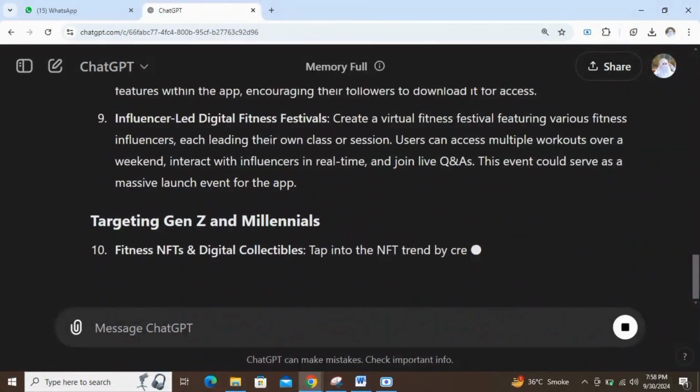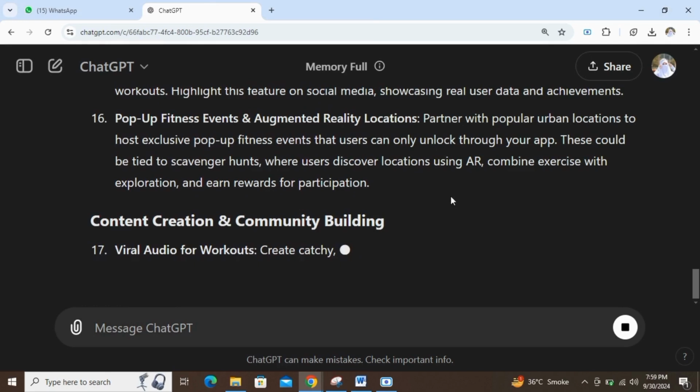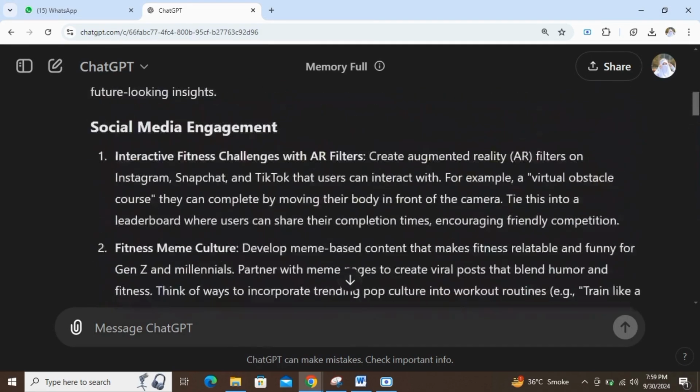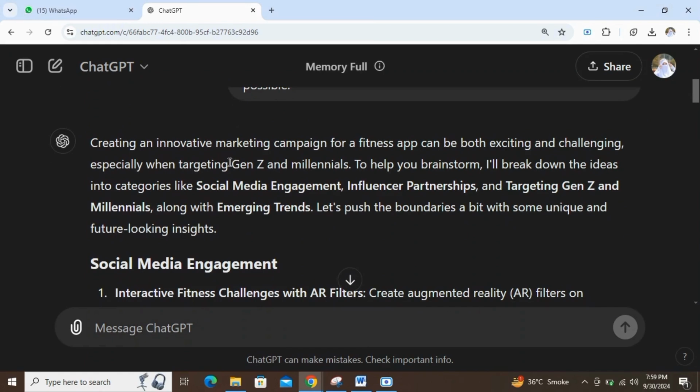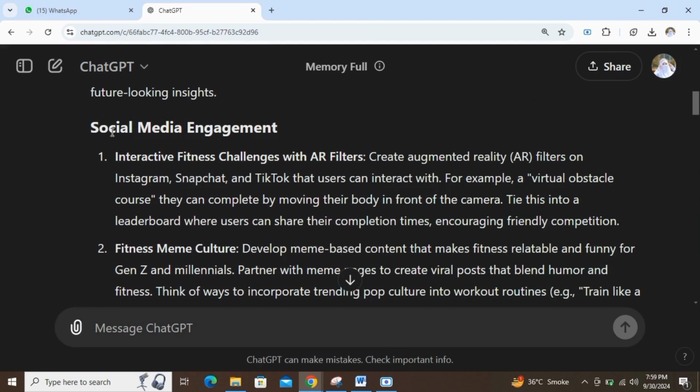Wow, look at these innovative ideas. ChatGPT has taken our prompt and run with it. Don't let brainstorming blockages hold you back. Use ChatGPT to unlock your creative potential. Let's read one or two ideas.